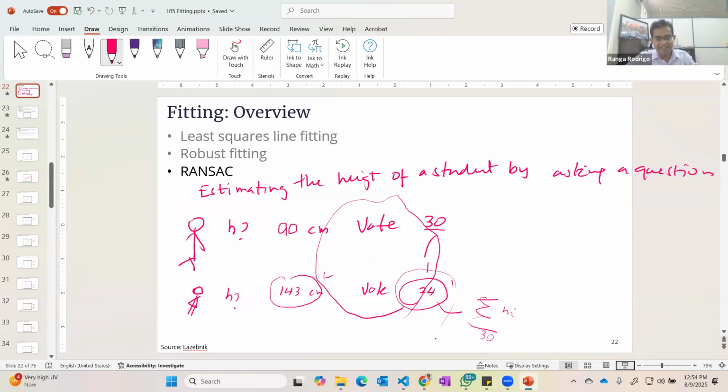I hope this example explains how random sample consensus works, but I took that only for the one-dimensional case, only estimating one number, the height. But in line fitting, if you want to estimate a line, you have two parameters. If you want to estimate a circle, you have three parameters, and so on. This is the kind of thing.